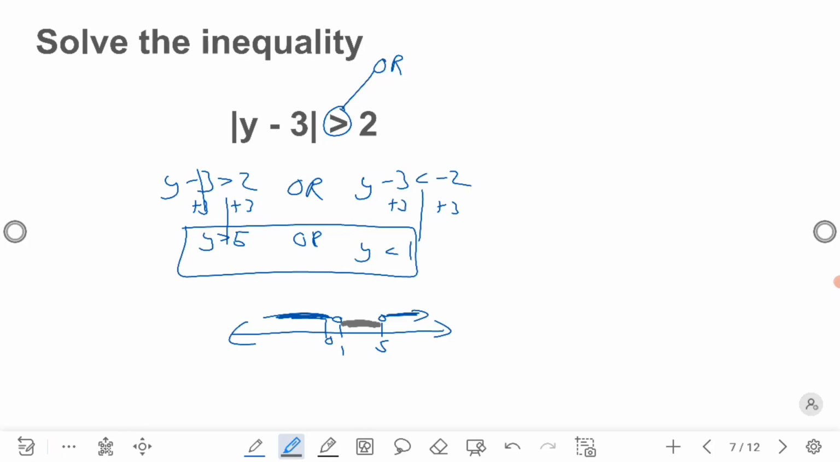Okay, so for instance, let's say I tried 3 in the original problem. So the absolute value of y minus 3, if I put a 3 in there, I'd have the absolute value of 3 minus 3 is greater than 2. 3 minus 3 is 0. Absolute value of 0 would be 0. Is 0 greater than 2? No, it's not. So when I tried 3, and 3 is right here in the middle, it did not work. And it shouldn't work. Okay? But everything out here works, and everything out here works.